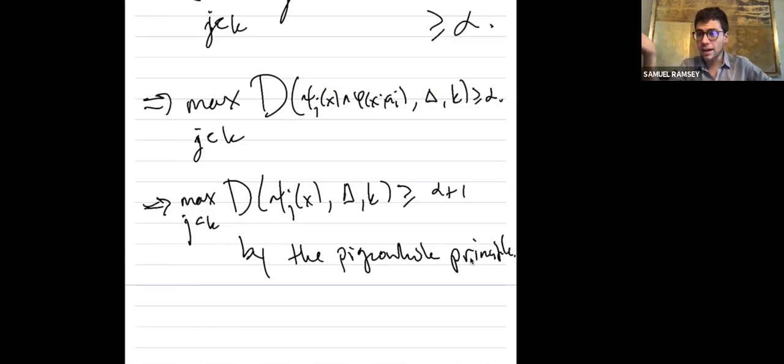But there are infinitely many ai's. So that means that for an infinite set of i's, I have to pick the same j to realize that maximum. So passing from my ai's to a subset of them, I find one disjunct such that that disjunct together with phi(x, ai) will always have rank at least alpha. And that sequence witnesses that the rank of cj must be at least alpha plus 1. So that gives us the inequality that we wanted. So that's the proof.